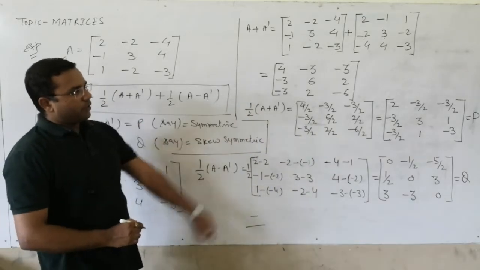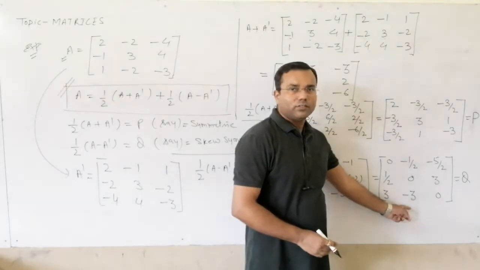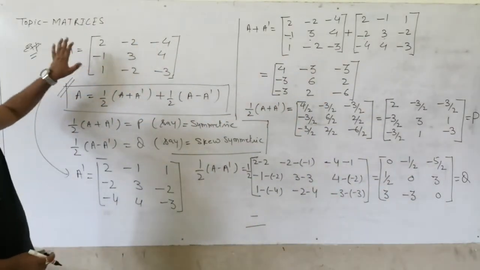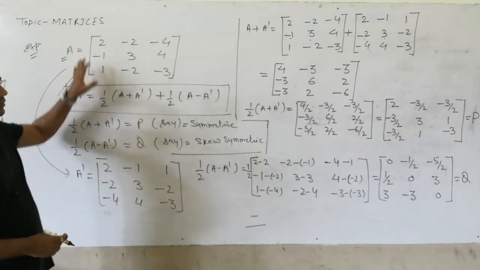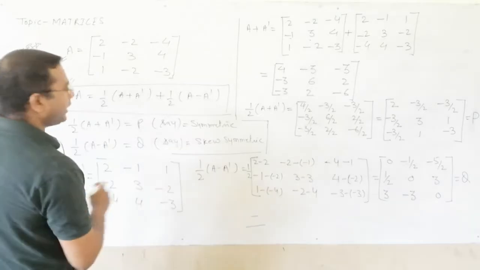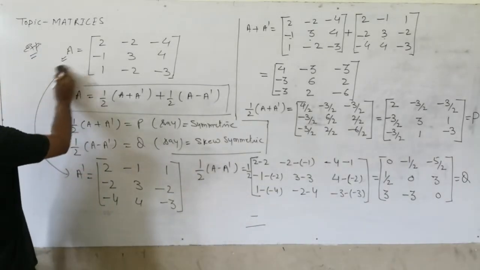Student, if you will add now P and Q, this matrix P, if you will add in matrix Q, then let us see whether we will get matrix A or not. If we will get matrix A, that is all correct. That means this rule is verified. So we are going to add now.